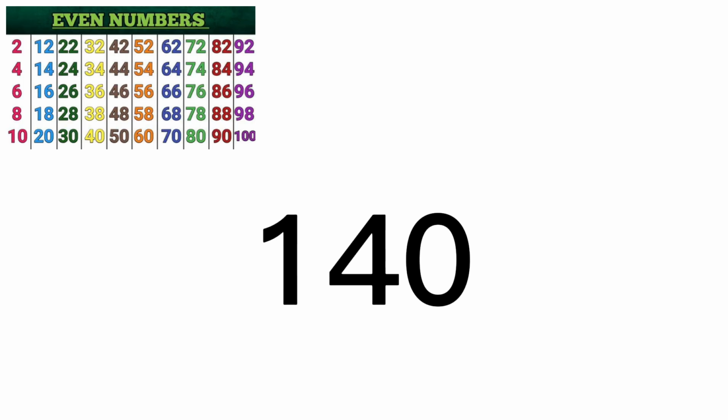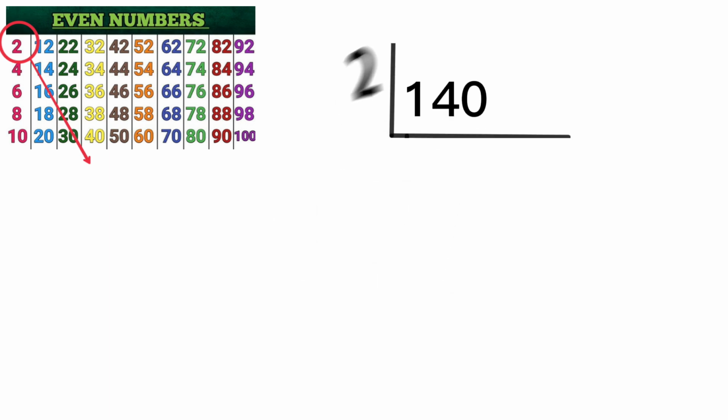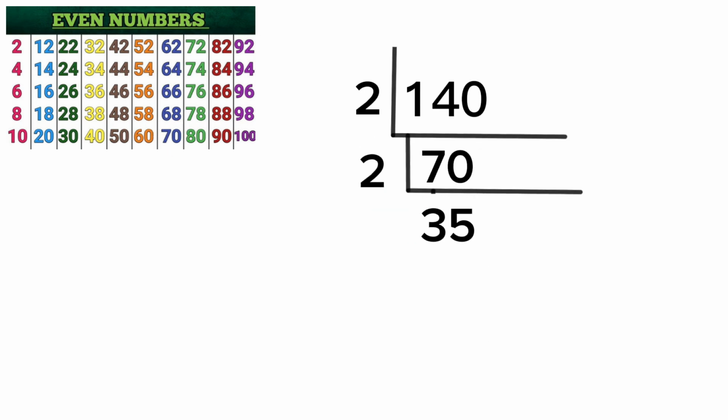Okay, tell me what is the first even number? That is 2. Okay, if I divide this number by 2, there will remain 70. And use previous knowledge. 70 is an even number, so it will be divisible by 2 also. Because the first even number is 2. After that, there is 35. Now 35 is an odd number, so we should try with odd numbers.